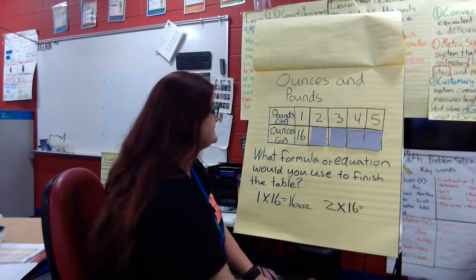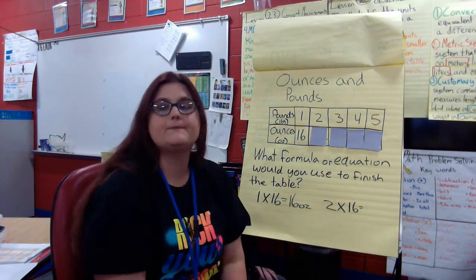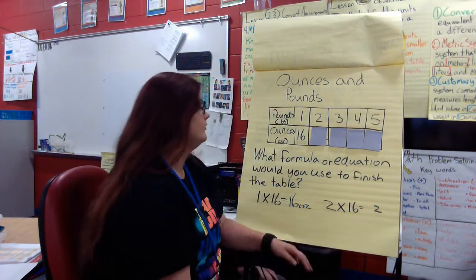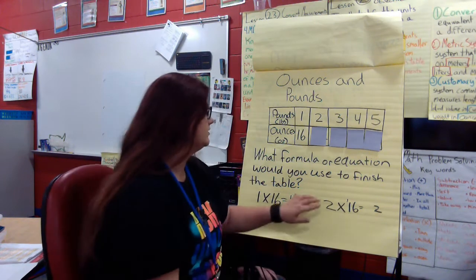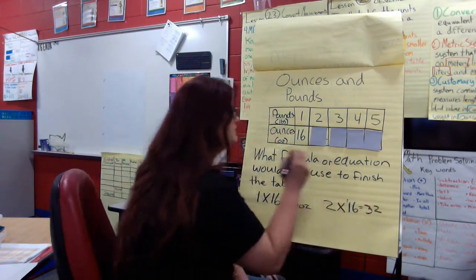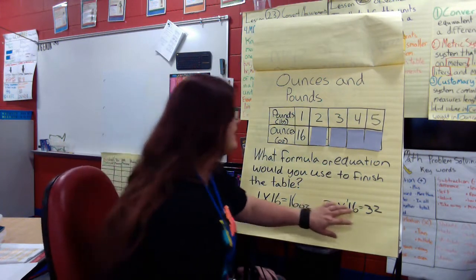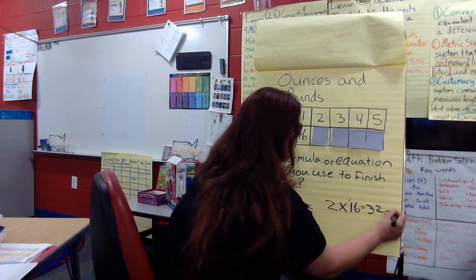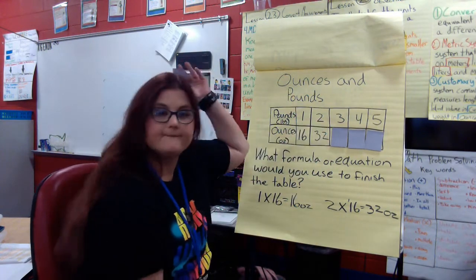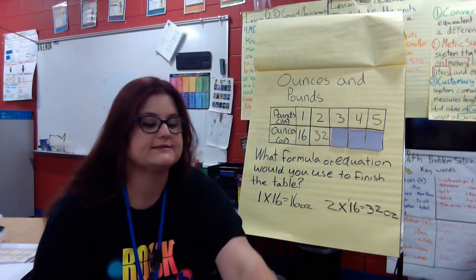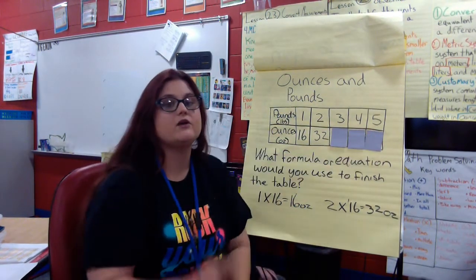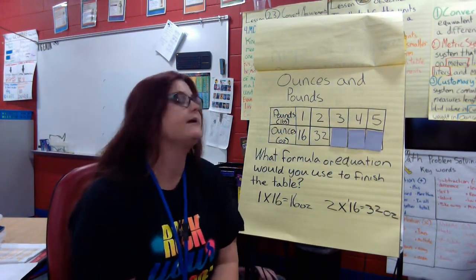So 2 times 16, we have 2 times 6 is 12. We have that 1 up here. 2 times 1 is 2, plus that 1 is 3. So in 2 pounds, there are 32 ounces. Bam, 32 ounces. Can you finish the rest of the table? I'll give you a minute. Pause the video, see if you can get this right.